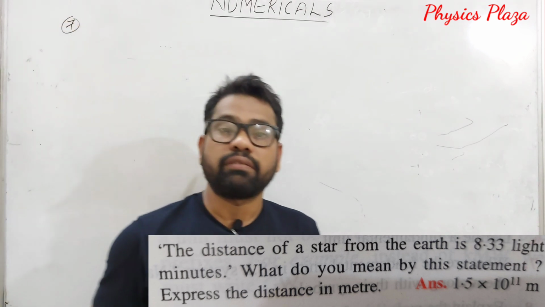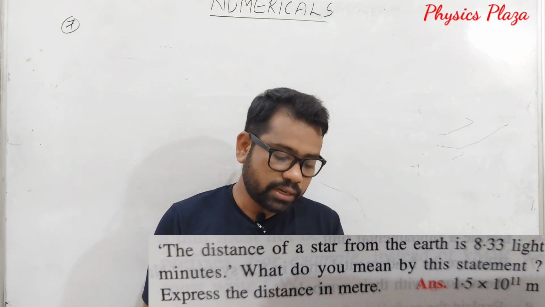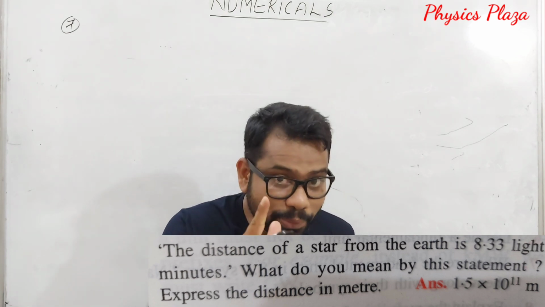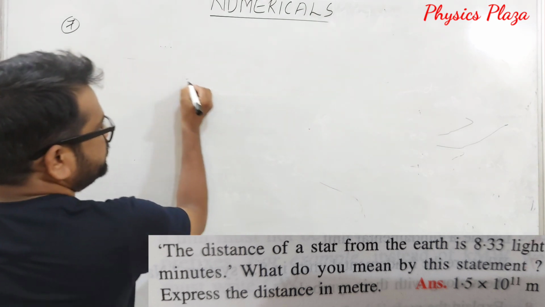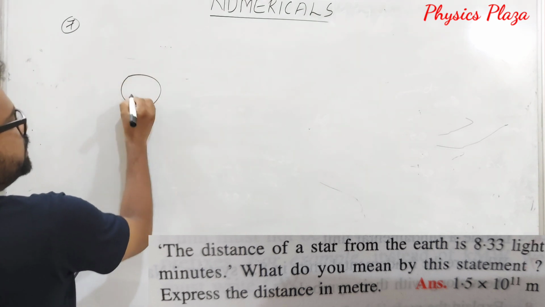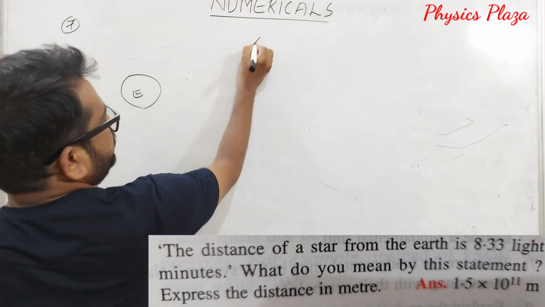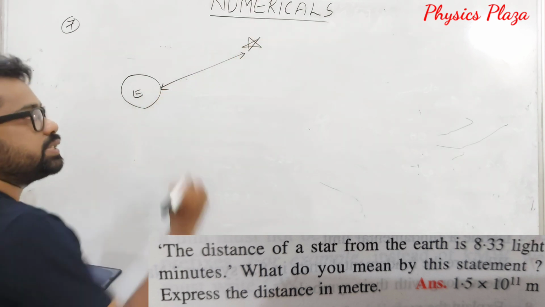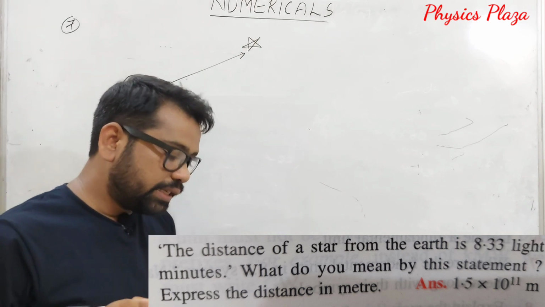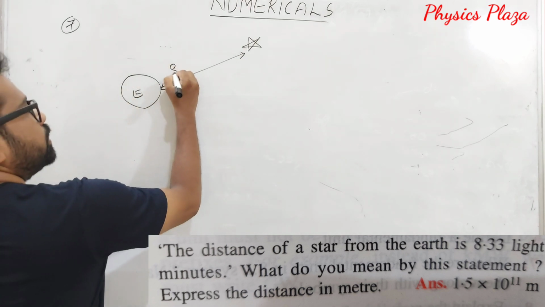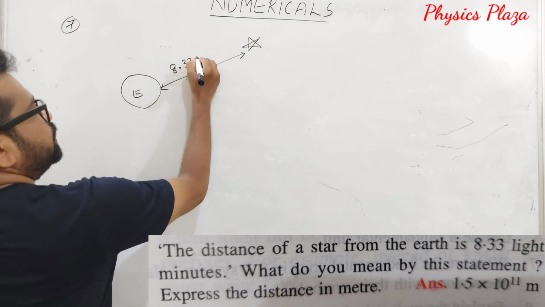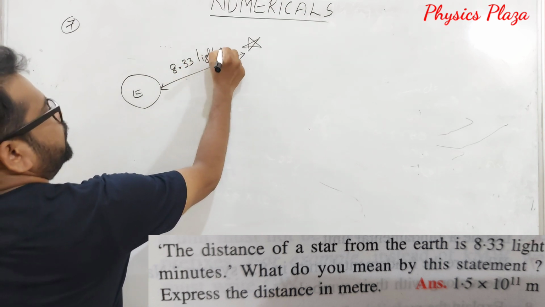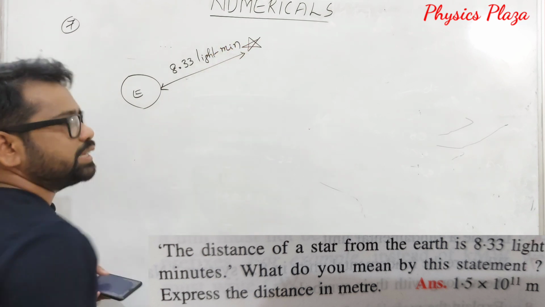Children, it is almost a similar question. It is given that the distance of a star from the earth is 8.33 light minutes. Light minutes is very important. Let us say here is earth, and here is the star. So the distance is given. How much is it given? 8.33 light minutes.